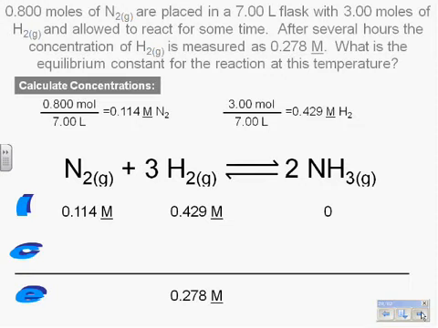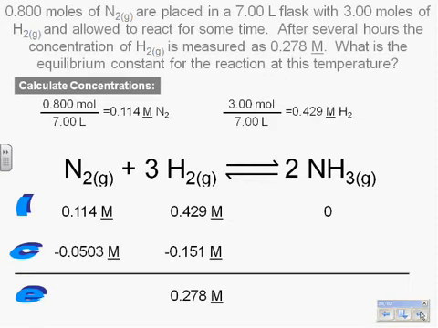But our beginning concentrations of nitrogen and hydrogen are calculated now, and our ending concentration of hydrogen is given to us. We don't know anything about the ammonia other than we start with 0 of it. But based on what we have here, we can calculate that the hydrogen has decreased by 0.151 moles per liter. And if that has gone down 0.151, first of all, it means that the nitrogen is also going to be going down because they're on the same side of the arrow. It means that the ammonia is going to be going up because it's on the opposite side of the arrow.